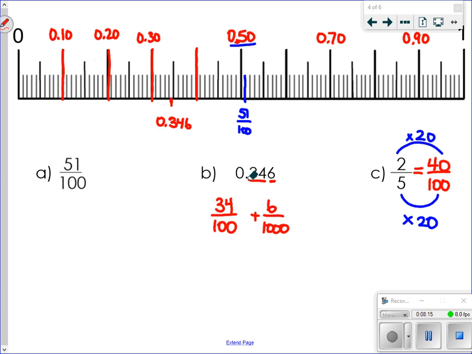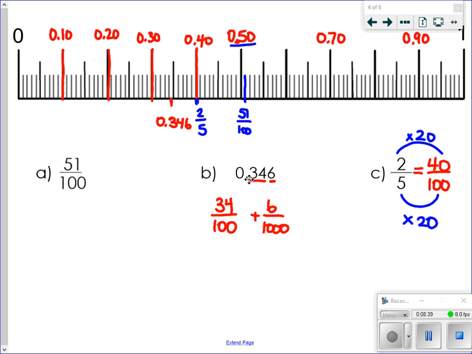Oh, well, that's easy. 10 hundredths, 20 hundredths, 30 hundredths. This must be 40 hundredths. So that means 2/5 is equivalent to 40 hundredths. So that's where 2/5 goes. Now I can see which number is the smallest and which one is the greatest out of these three numbers, even though some are written as fractions and some are written as decimals.